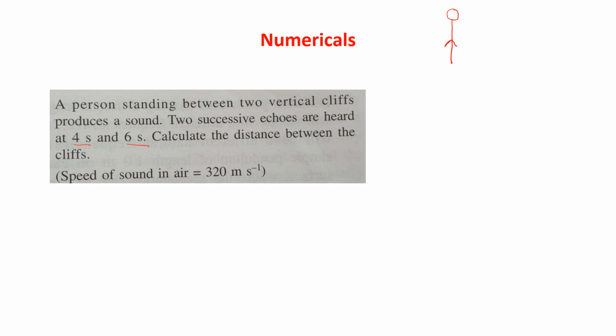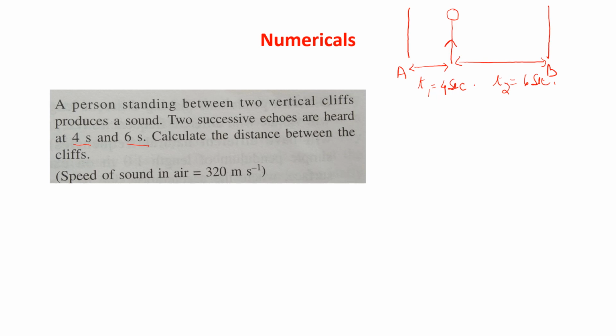That means you can understand that the echo which he is getting after 4 seconds, that cliff is nearer than the other one. So let me draw two cliffs. One is on this side, another is on this side. So suppose this cliff is A and this cliff is B. Now the time taken to get an echo from cliff A, this one, is suppose T1 is equal to 4 seconds. And the time taken to get an echo from this cliff B, suppose this is T2, which is 6 seconds. Okay, you have to find out the distance between the two cliffs.